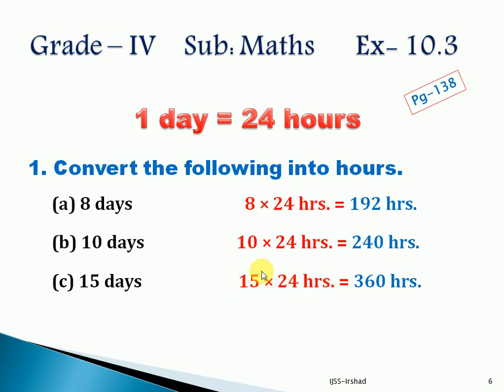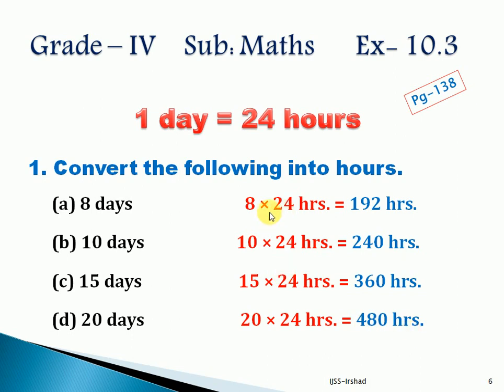So you can do like this: 15 into 4, 60, means 0 carry 6, and 15 into 2, 30, and that 6, 36, 360 hours. And question number D, 20 days. So 20 will be multiplied by 24. You will get 480 hours.